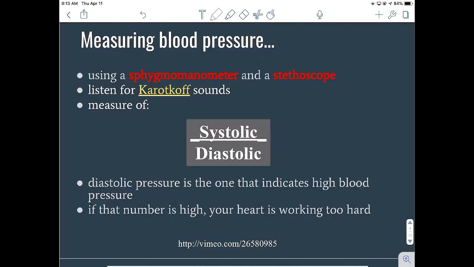So by measuring the systolic and the diastolic, we usually take those as a ratio, and that ratio can tell us something about how hard your heart is working. So I'm going to give you a little video on this.